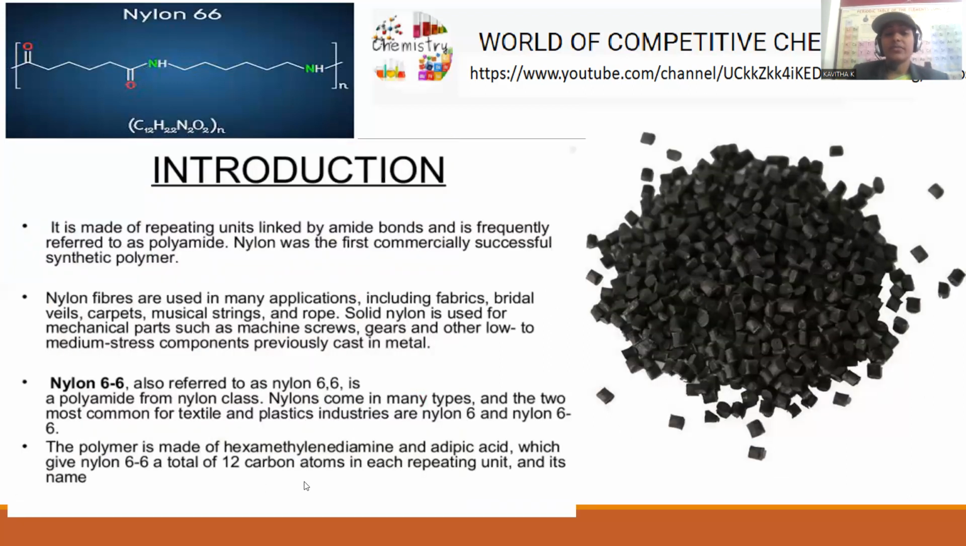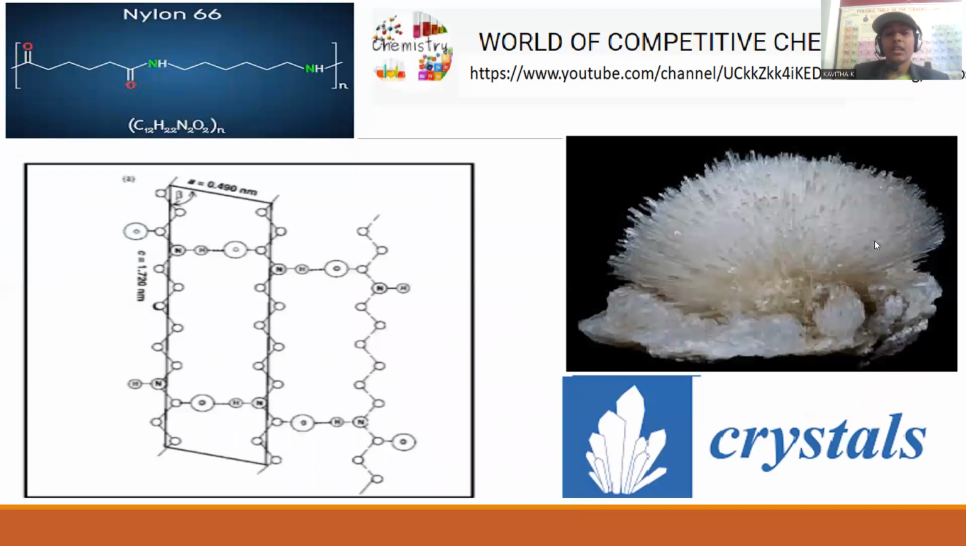A total of 12 carbons reside in this polymer. Whenever these two units get combined, that will be repeated several times. So here, 6 carbons of the carboxylic acid and 6 carbons of the amine are the reason for its naming.